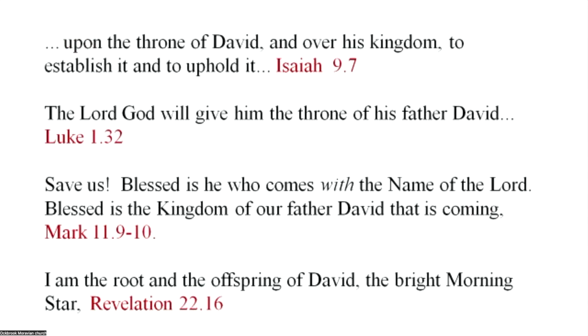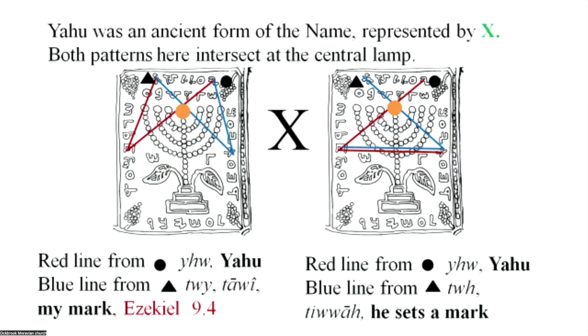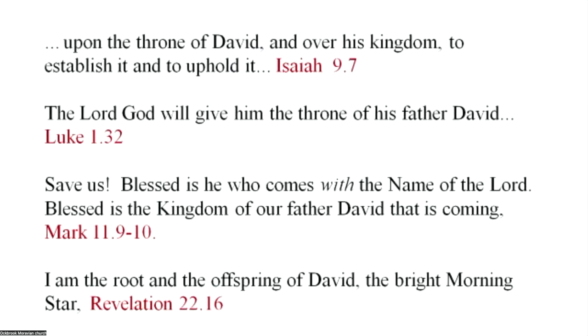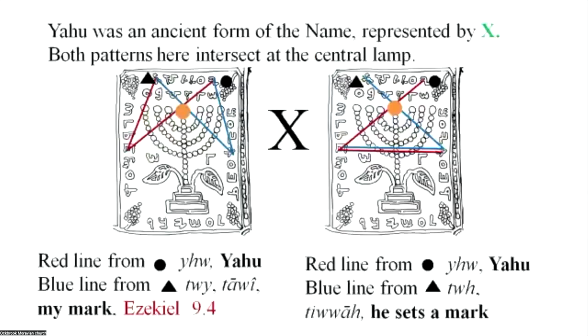And then Gabriel's words to Mary, the Lord God will give him the throne of his father David. Palm Sunday, save us. Blessed is he who comes with the name of the Lord. Blessed is the kingdom of our father David that is coming. And then back to Revelation. I am the root and offspring of David, the bright morning star, exactly what we've got on this tablet.